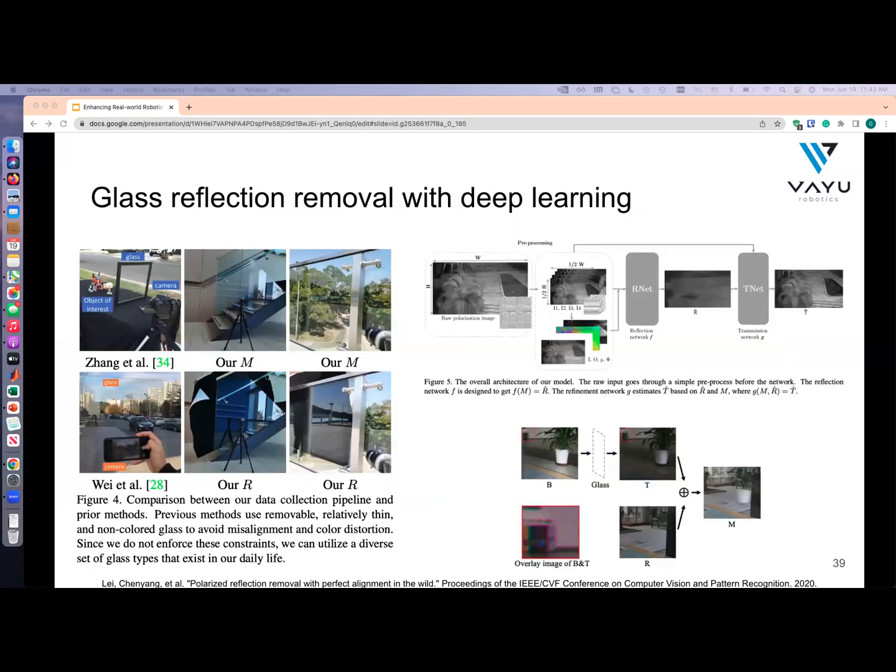For glass reflection removal cases with varying observation angles, deep learning based methods give very good results. In one of the recent methods, called polarized reflection removal with perfect alignment in the wild, the authors proposed a very clever method of capturing ground truth data for training. Unlike previous work, where they find some removable glass and take the image with and without the glass, they simply find the glass in the scene and place a black curtain behind the glass to get the reflection-only image. Then with the curtain removed, you get the mixed image. In that way, they created a much more robust and larger dataset for glass reflection removal.